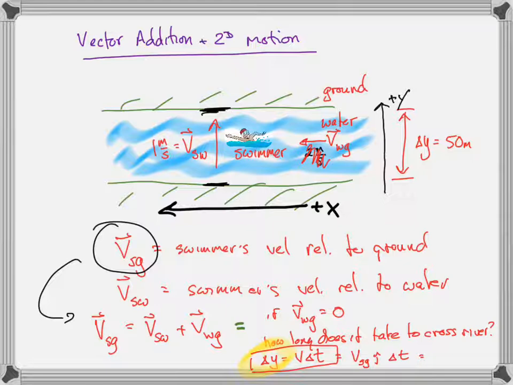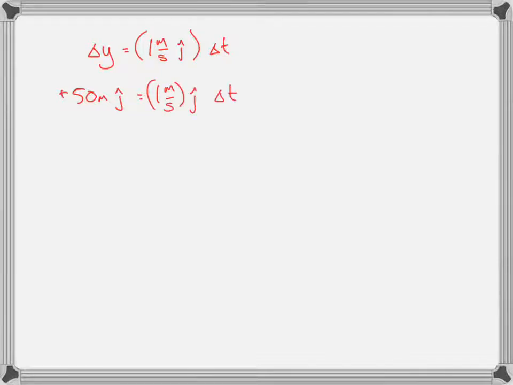So we have got, here, let me just go to a new page. So we've got delta y equals 1 meter per second in the y direction times delta t. Ooh, delta y is plus 50 meters in the y direction. So that's 1 meter per second in the y direction times delta t. So therefore, we can do the division and see that delta t must equal 50 seconds.